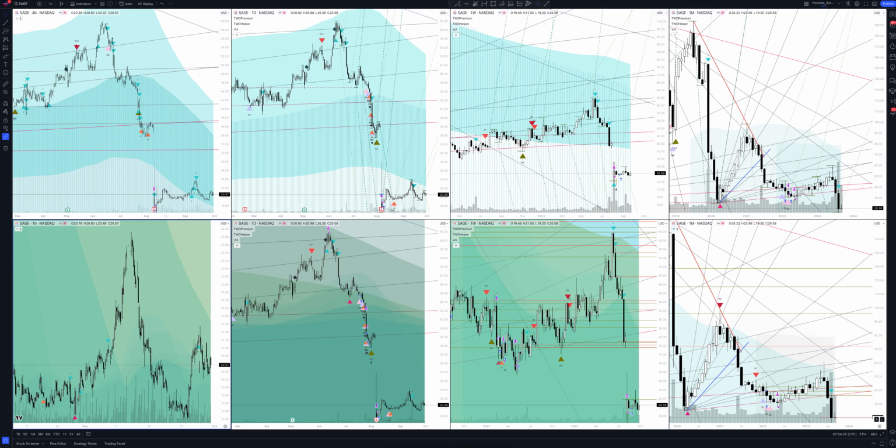Today we will take a look at Sage Therapeutics Inc. stock. Let's analyze the market situation and find out how you can make money on it. Let's start.